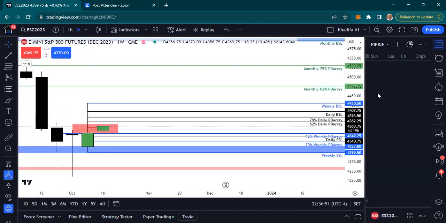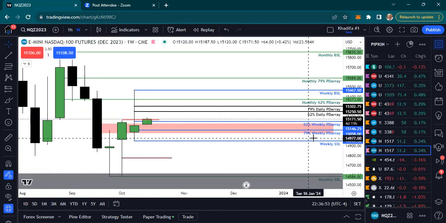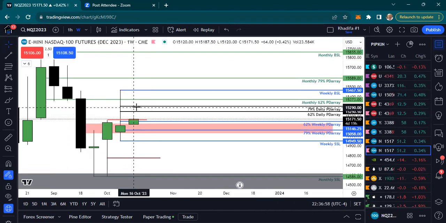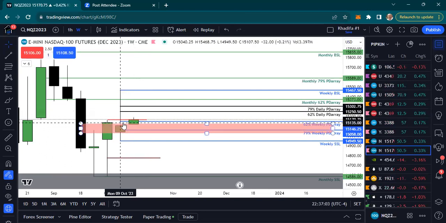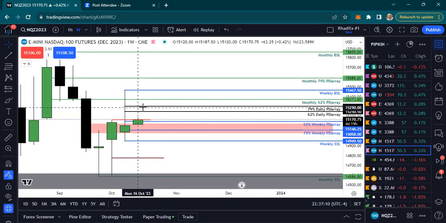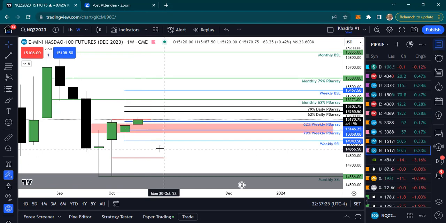So there you have it. And basically the same thing for NQ. I expect us to pull back up into the daily premium PD array levels from last Friday. But I would like to see us respect those levels, and I would like to see us not wick above or close above 79%. And I would like to see an aggressive bearish reaction to those levels to the downside.